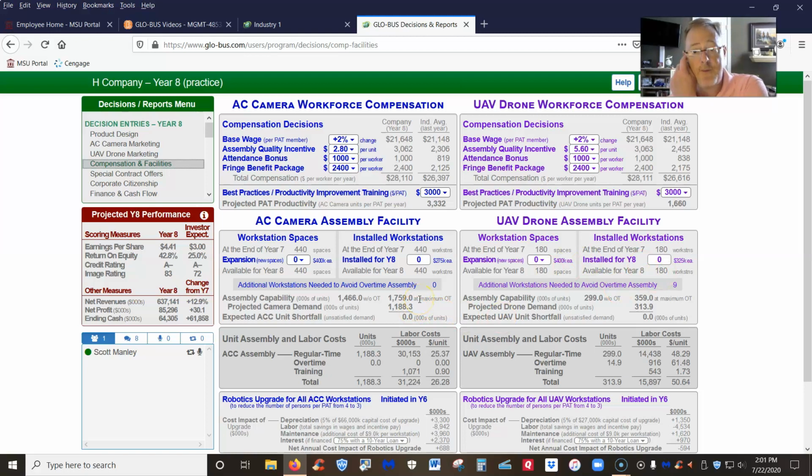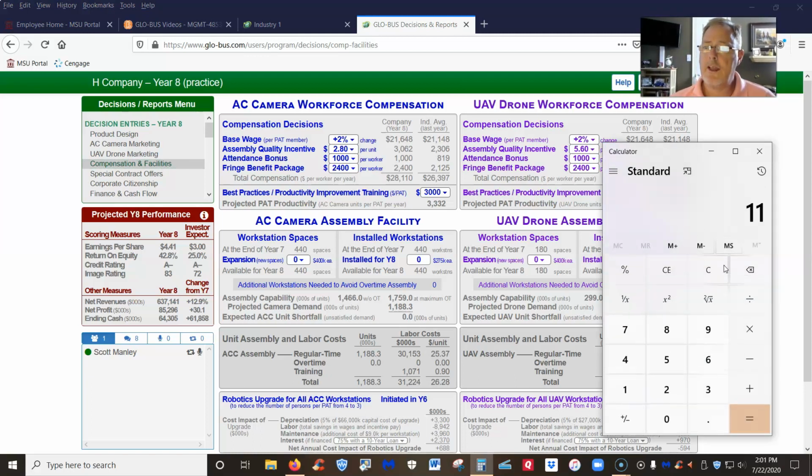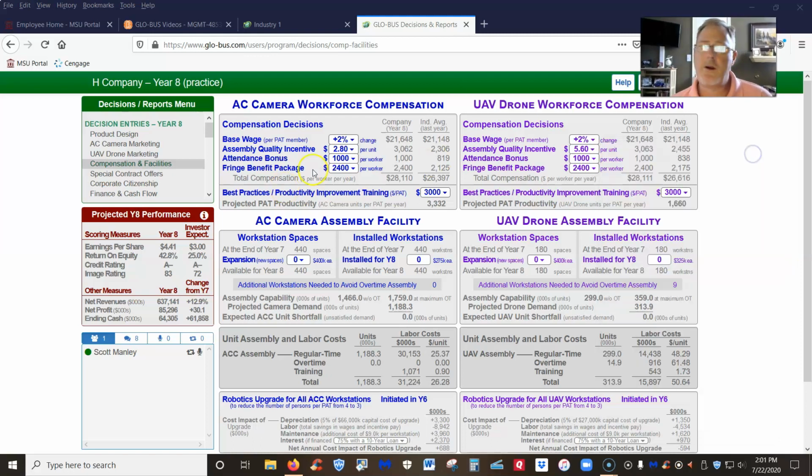I picked up about 44,000 units of demand there. Okay, so now 1188.3 divided by 1466. I'm at 81%. I'm still not where I want to be.